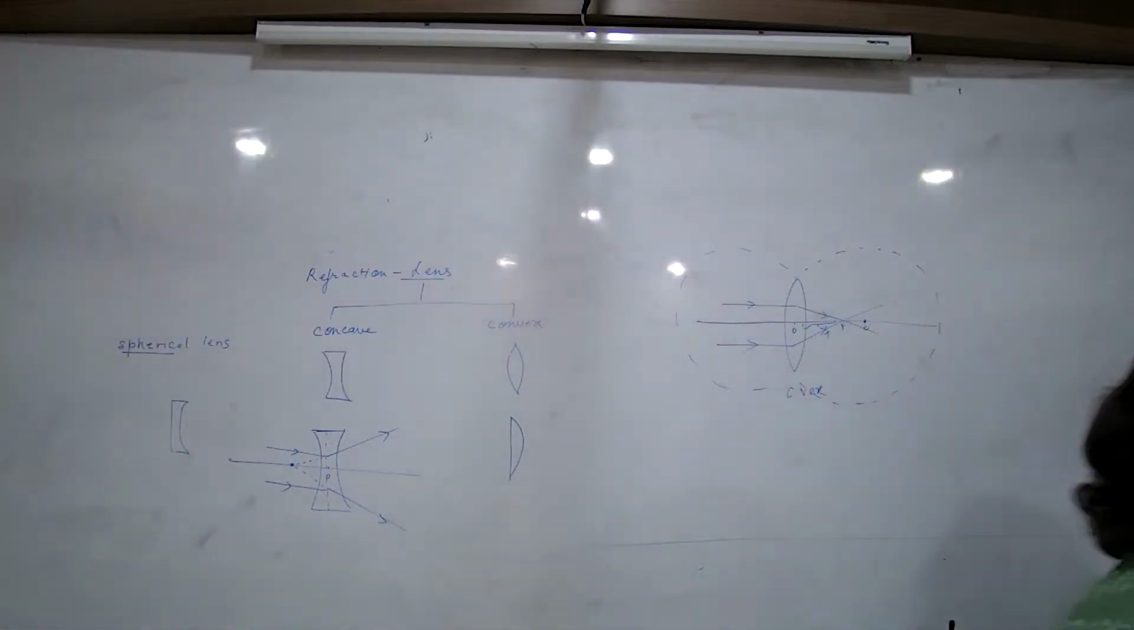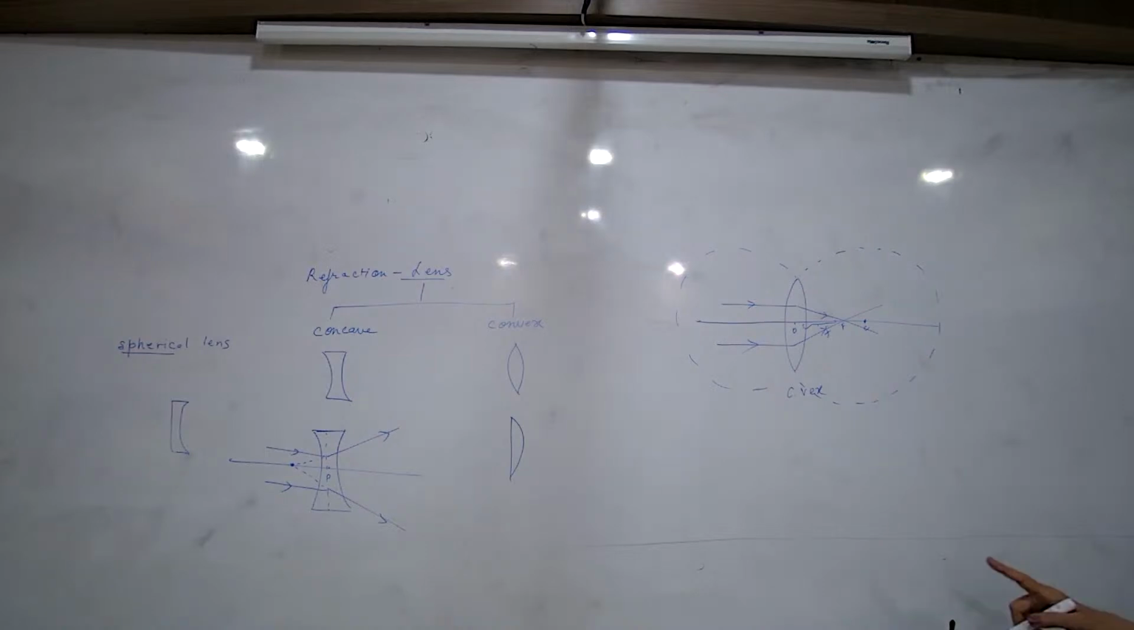It's not given in your textbook. Please, somewhere at least, if you can, quickly sketch it out. Plano, P-L-A-N-O, plano convex and plano concave. One surface is plane, and one is curved. Plano convex and plano concave.